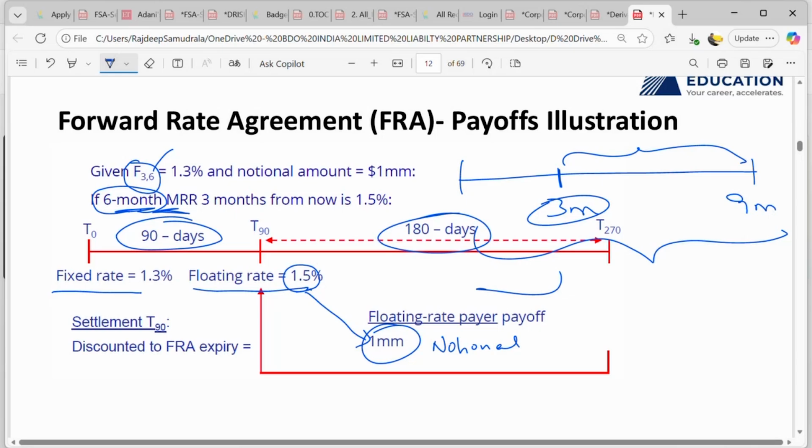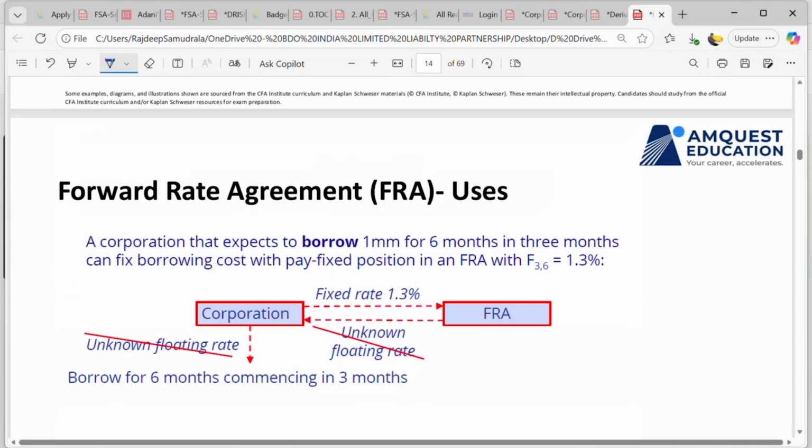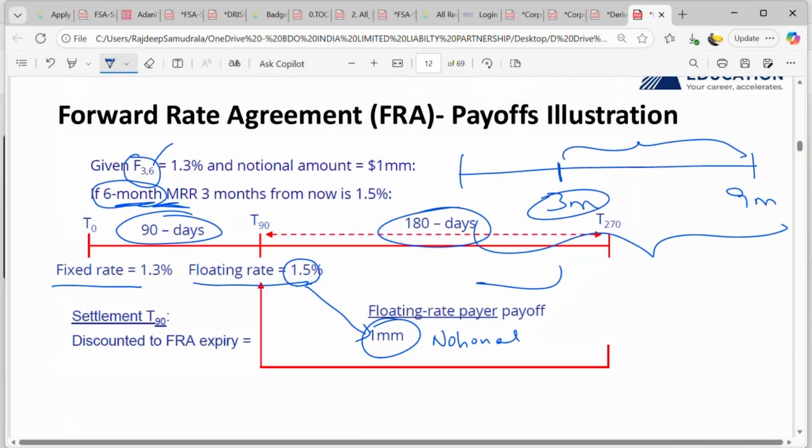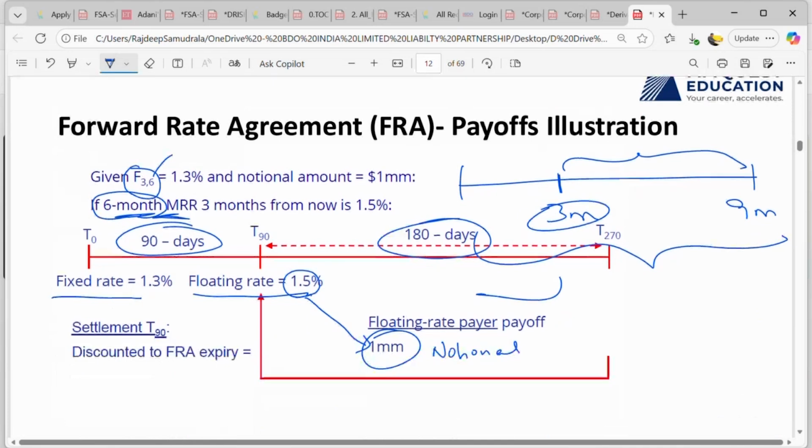Okay, you want to know if you're a fixed rate payer or buyer? We'll say you're a fixed rate payer. What's the payoff? If you are a fixed rate payer, look here: you're supposed to pay 1.3 or receive 1.5.